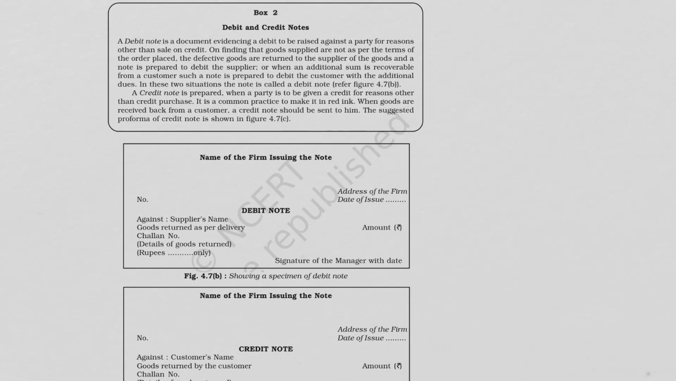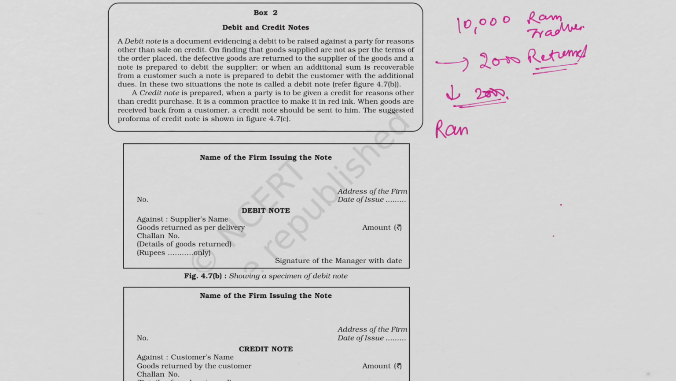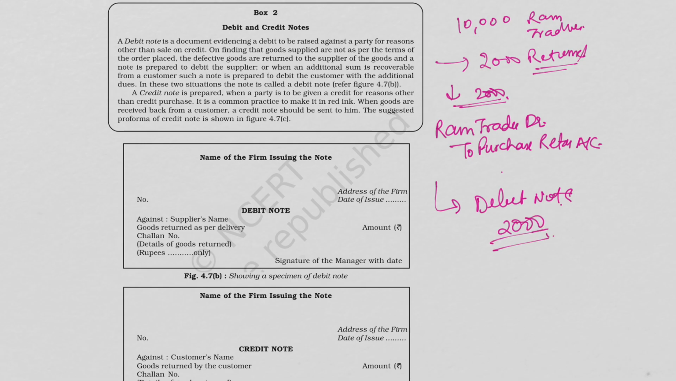Example, suppose you purchase goods worth rupees 10,000 from Ram Traders on credit. So later you return the goods worth rupees 2000. Now what happened? So Ram Traders liability has basically reduced by rupees 2000. So entry would be Ram Traders debit because liability is decreasing, so it will be credited to purchase return account. And you will issue a debit note of rupees 2000 to Ram Traders.